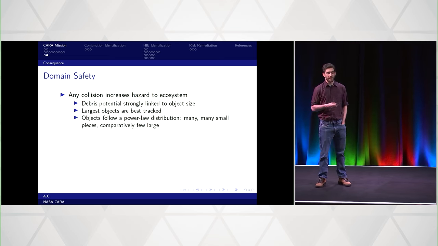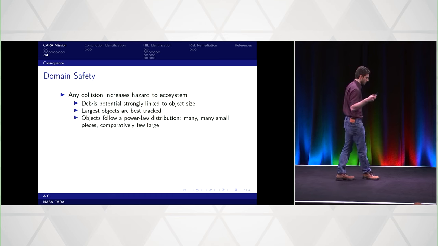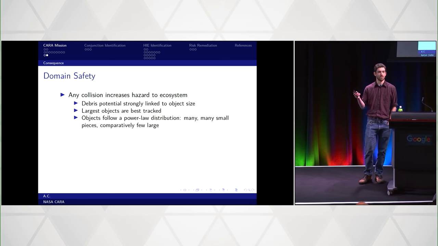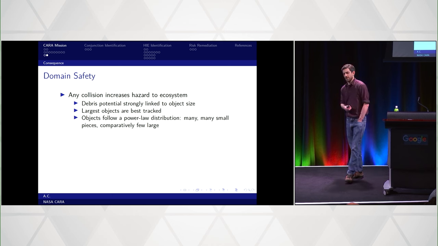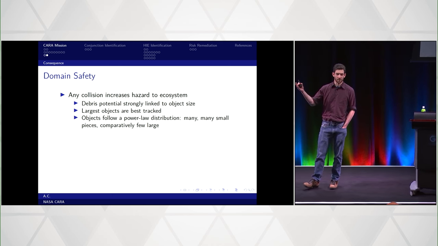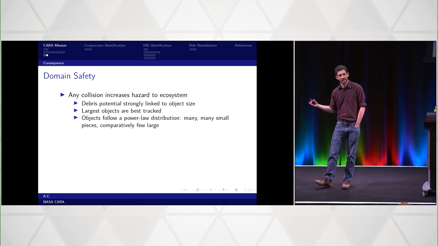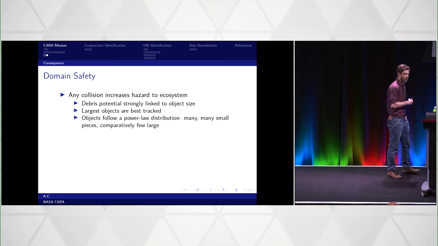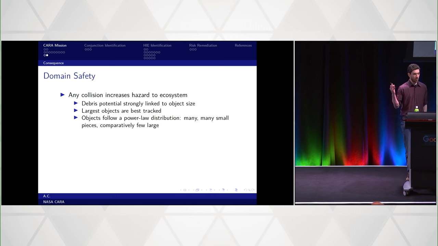It's worth noting that any collision increases the hazard to the ecosystem. I mentioned earlier in the Cosmos Iridium incident, we had thousands of new pieces of debris created. More debris means more conjunctions, more opportunities for collisions. If you're not properly remediating them, more collisions. So we don't want more trash in orbit.